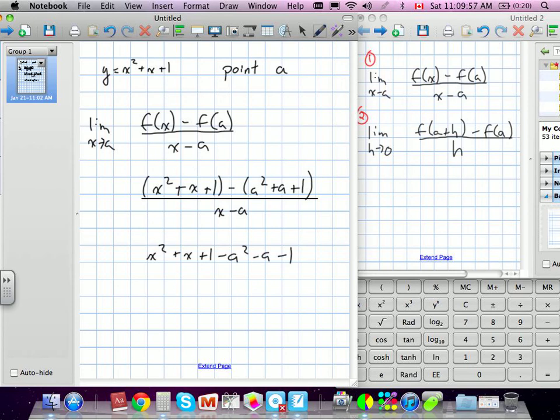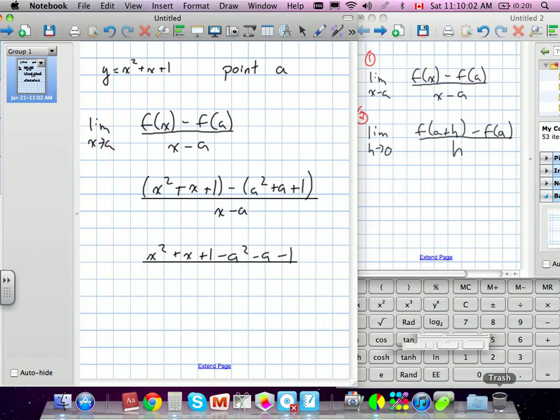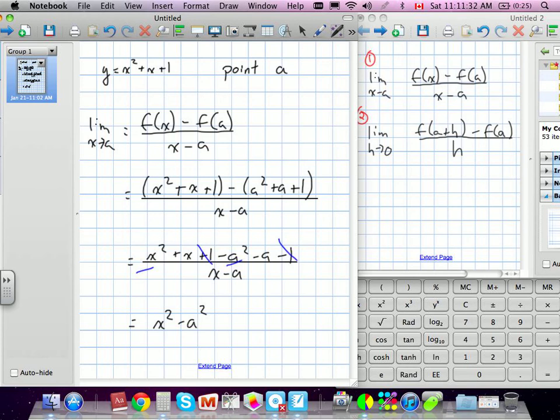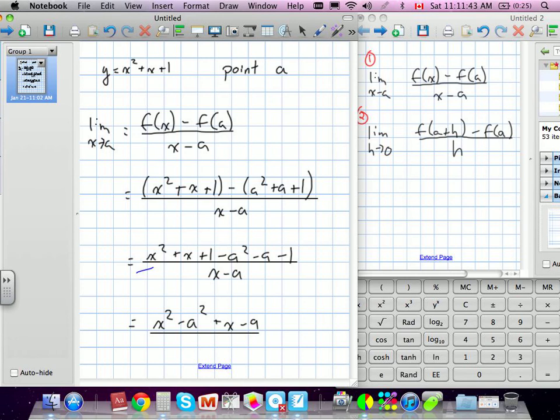Okay, alright, let's rock it out. We quickly take a look at the ones. We know the ones are going to cancel each other out, and we're going to group our like terms together: x squared minus a squared plus x minus a, divided by x minus a. Put it in brackets because we're going to see what we're going to do here.